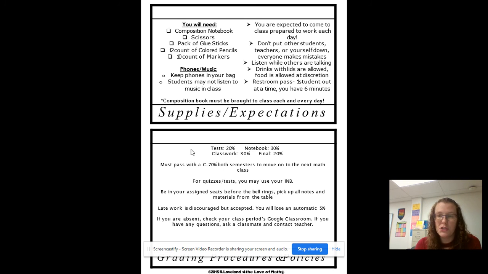For quizzes and tests, you get to use your notebooks. So that's why we're writing our notes down and keeping track of that information, because you get to use it again. Late work is discouraged, but I do accept late work. But I give you plenty of time in class, so there shouldn't be a reason for it to be late.